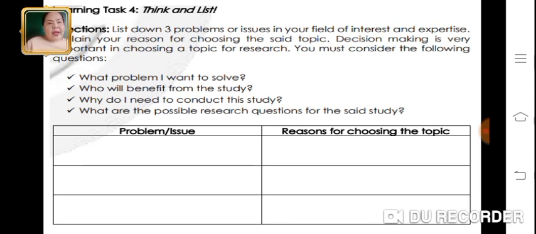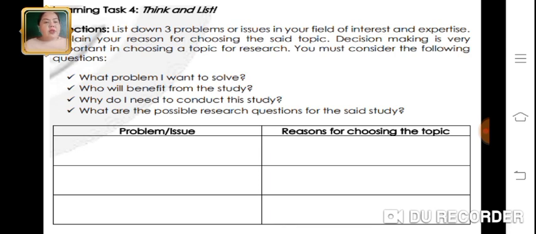So, this time, gusto ko gawin nyo to as a group. So, instead of 3 problems, kung sa group nyo, you are 5 members, I want to see 5 problems. So, gagawin nyo to by group. Choose your leader, and then, ipasa nyo lang kung ano yung pwedeng issue.